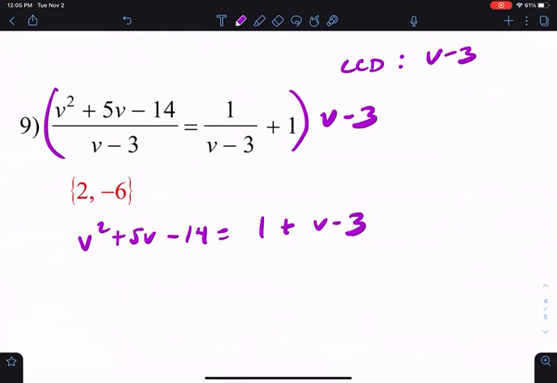Now, what you need to do is put the variables with the variables together, right? First of all, I'm going to combine the 1 and the 3 here. You have the 1 and the negative 3, so that's going to be negative 2. So I can say this is b minus 2, and this is b squared plus 5b minus 14.